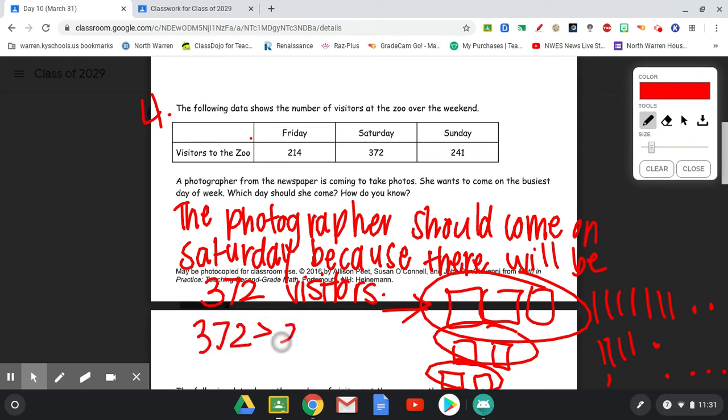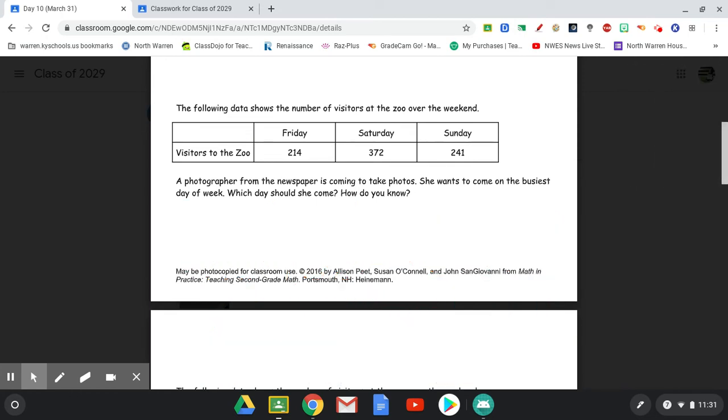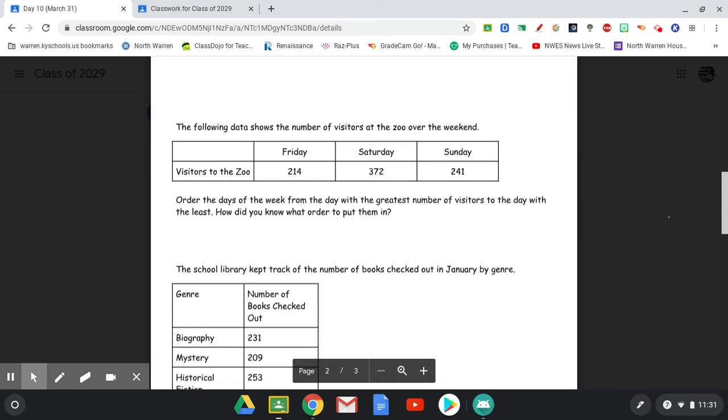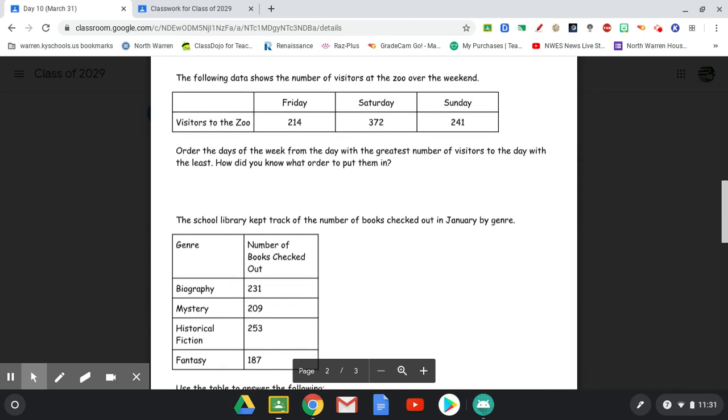372 is greater than 241. 372 is greater than 214. I'm going to keep on going through this thing.